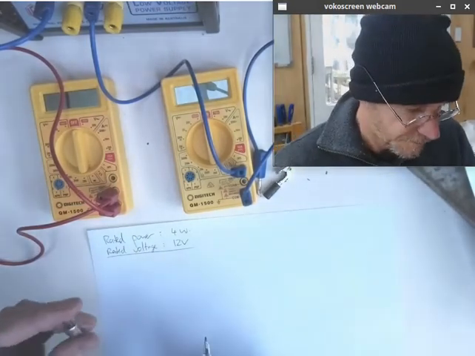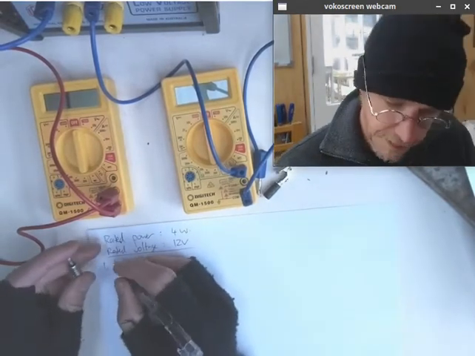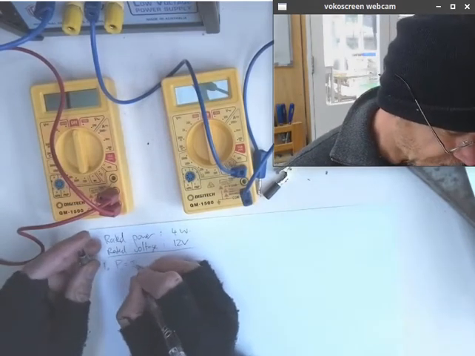So this time, let's have a look. Firstly we'll calculate the expected current according to the manufacturer. P equals IV.